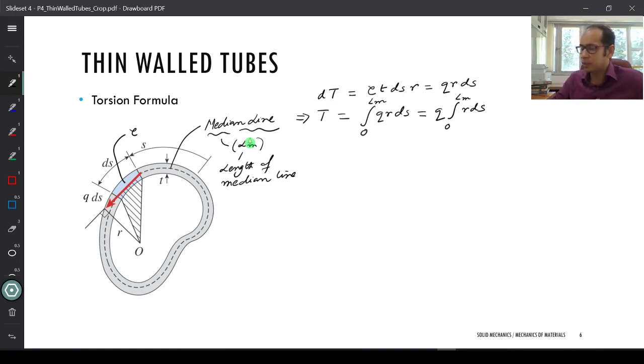This integral encircles the entire median line, and it is essentially calculating the product of r and ds, where r is changing at every point. If you take the small length ds along the median line, how do we calculate this integral of r ds? Well, there is a simplified way, a geometric interpretation, that we can use. What I want you to do is to focus your attention on this particular shaded triangle over here.